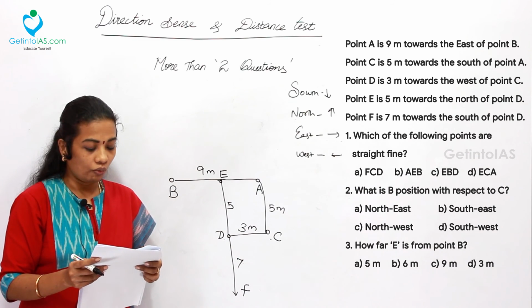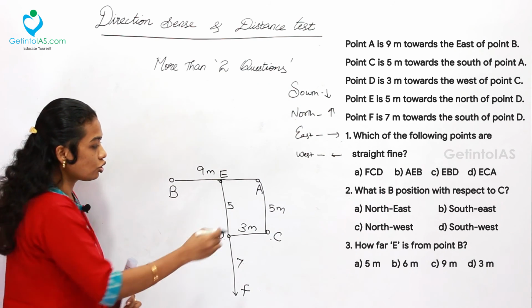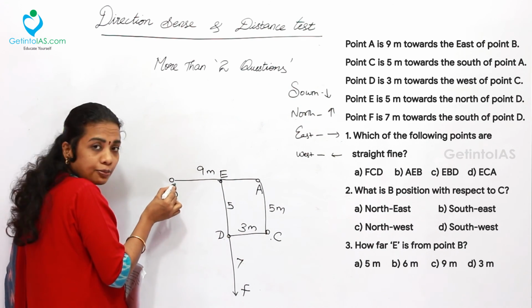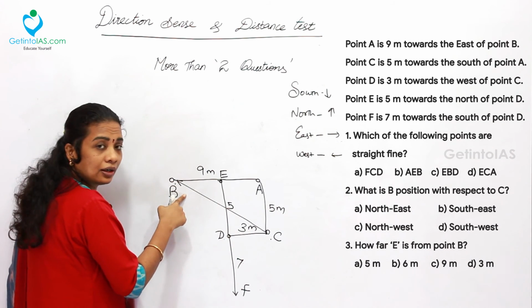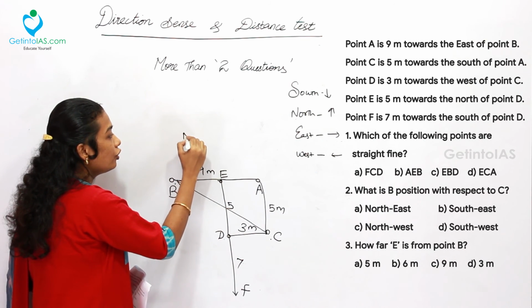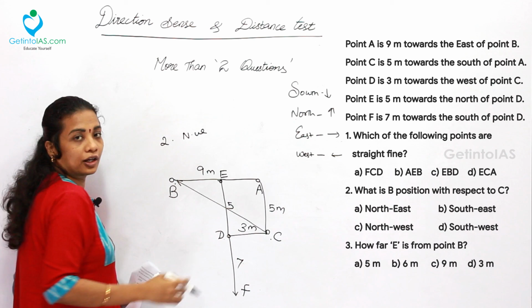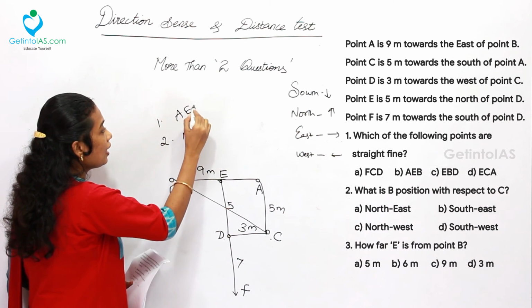The next question, what is B's position with respect to C? So from the C, what is B's position? From the C you want to mark a line. So this line is denoting between north and west. So the answer is northwest, which is for the second question. What was the answer for the first question? Option B, A, E, B.